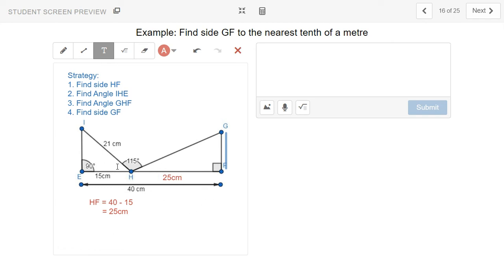Now the second part, for us to find this angle, we need to use these two sides and a trig ratio. So if this is our angle that we're looking for, we have the adjacent and the hypotenuse. So we're going to use cosine.